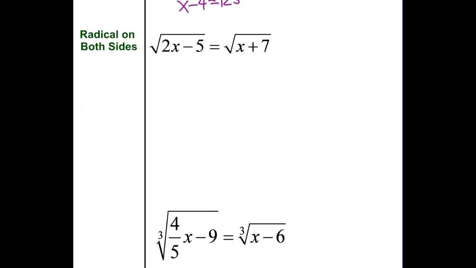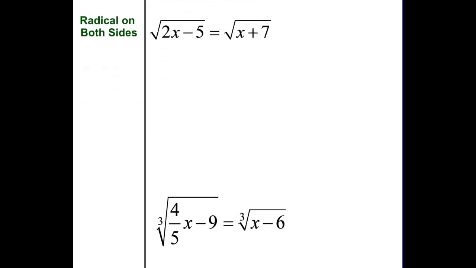All right, let's look at what if we have radicals on both sides. Well, the big thing we need to make sure we have is, do we have the same radical? Notice we have square roots on both sides. Well, how do I get rid of square roots? Well, I square it. So if I square my left side, that means I have to square my right side. So what happens to my square roots? Well, they both cancel out. So really all we're left with is 2x minus 5 equals x plus 7.